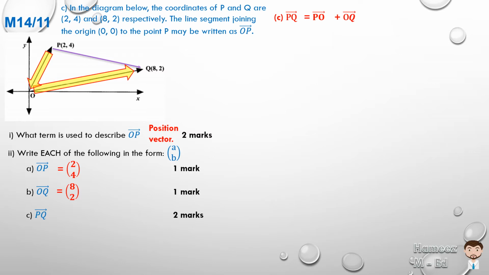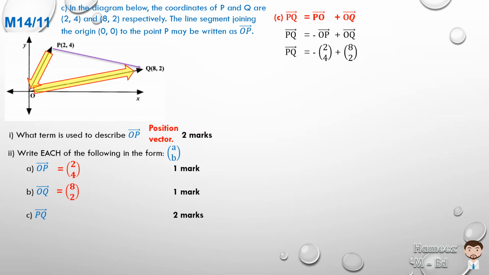So let's see what we can substitute. Now we don't have PO, but we have OP. OP means we're going in the direction from O to P. We want to go in the opposite direction. So how do we deal with that? We put a minus sign. So PQ is equal to minus OP plus OQ. And we can now substitute. That will give us minus, in the brackets, (2, 4), which we got from part 2A, plus (8, 2), which we got from part 2B. And we can solve.